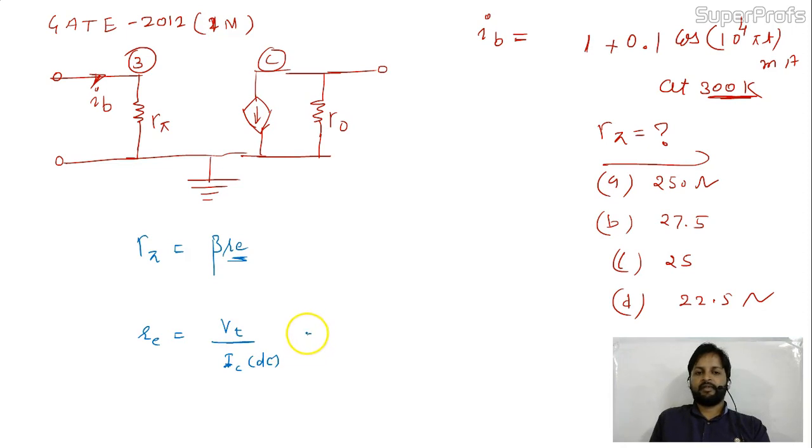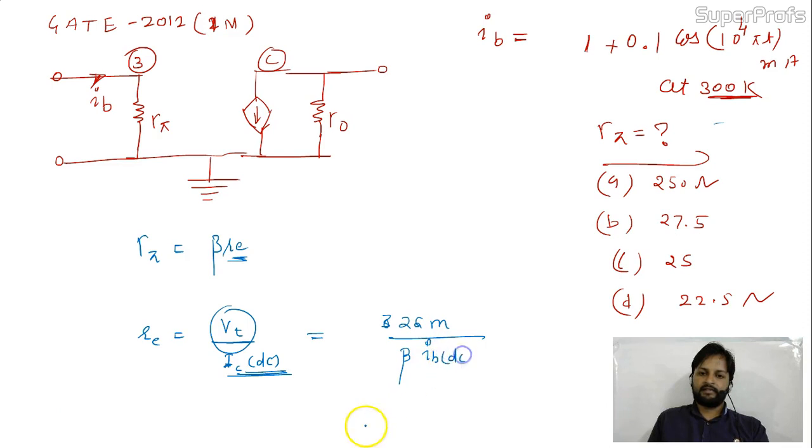So what is Vt, friend? At room temperature 300 K is given. The Vt is 25 milli. What is IC DC? Can I write this IC DC is beta IB DC? Yes, I can write it. What is the IB DC? Remove the AC part. The DC is only 1, given in milli.